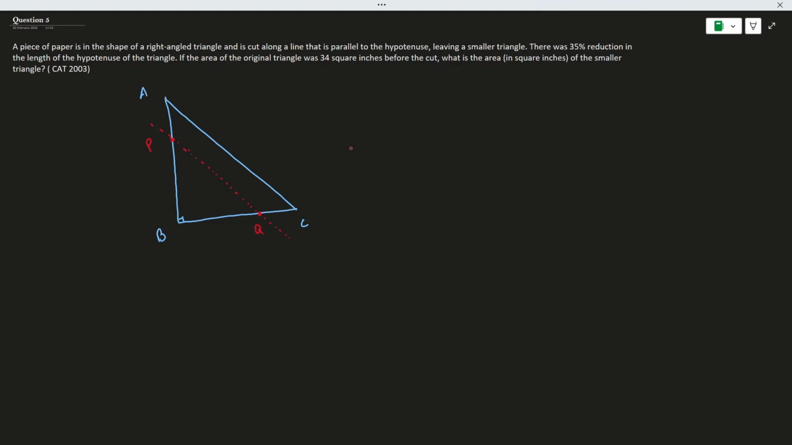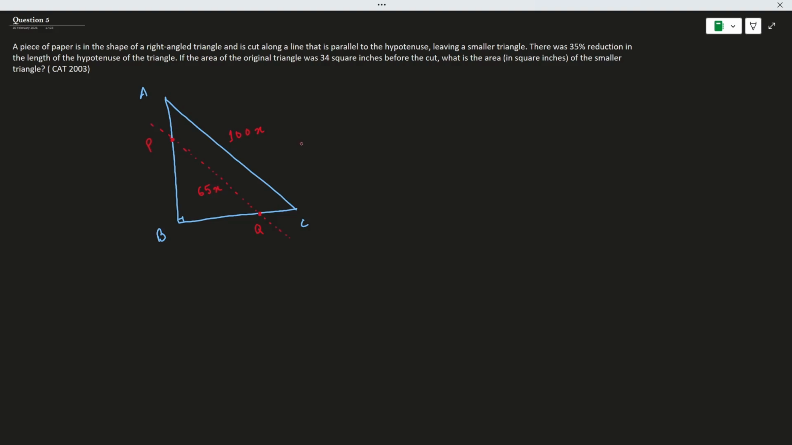There was a 35% reduction in the length of the hypotenuse. So if there is a 35% reduction, the length of the hypotenuse of the smaller triangle will be 65% of the length of the hypotenuse of the original triangle. So suppose the original length of the hypotenuse AC is 100x. So what will be the length of PQ? Length of PQ will be a 35% reduction, that means 65% of the original length. So it will be 65% of 100x, which is 65x.